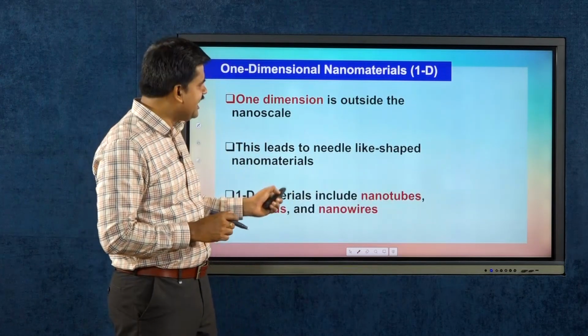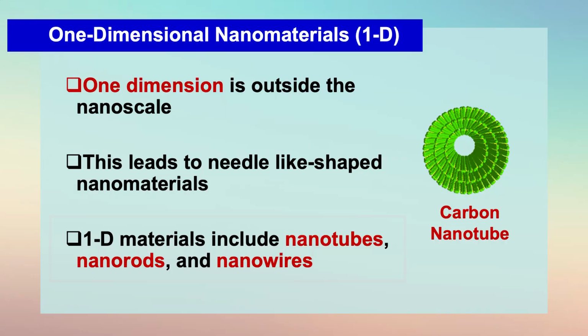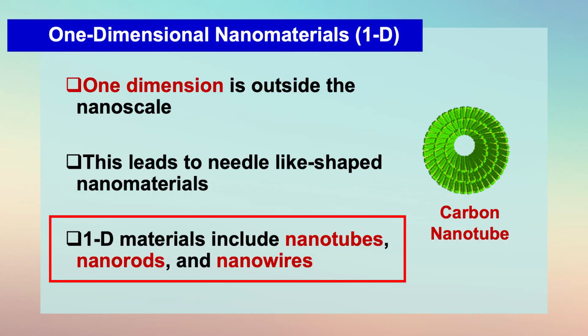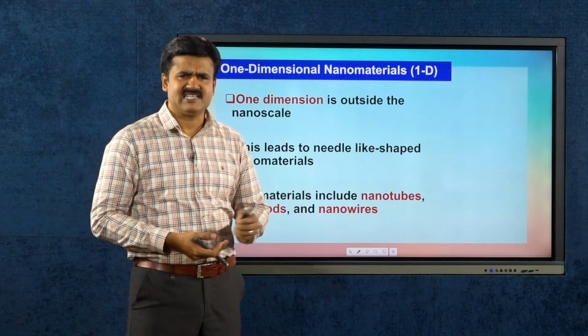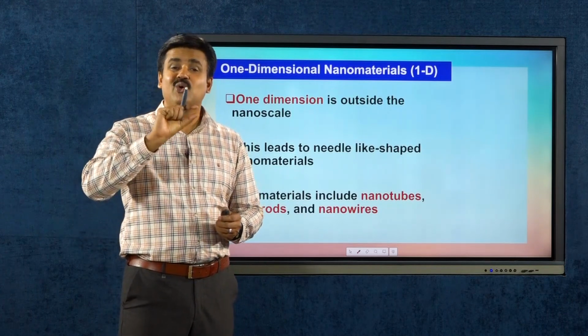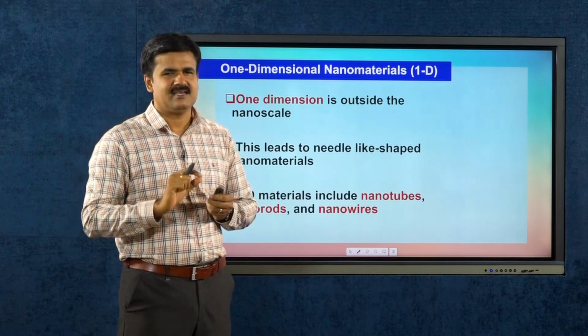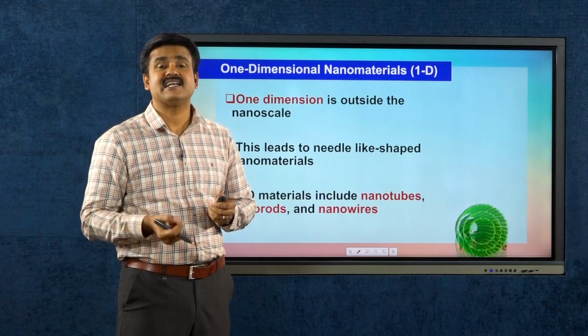Now, 1D nanomaterials include many examples, like nanotubes. You heard something about carbon nanotubes. In our coming modules, there will be a discussion on carbon nanotubes, and then we can study more details. Then nanorods are there, nanowires are there. See, in all these arrangements, it is very clear that there is a long arrangement. There one dimension is very lengthy. That is, one dimension is outside nano.